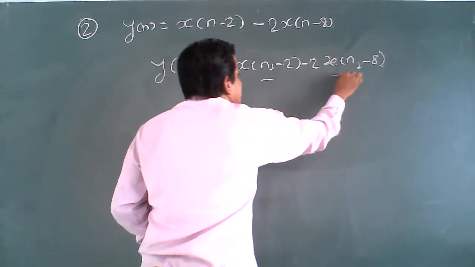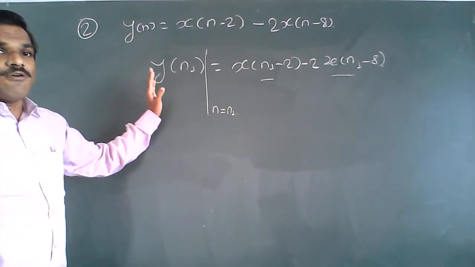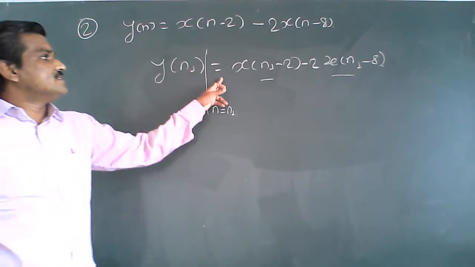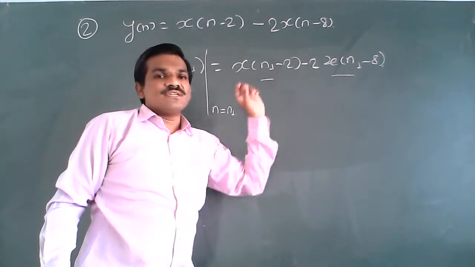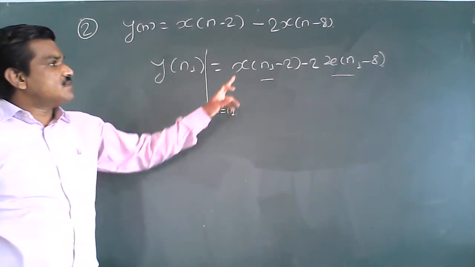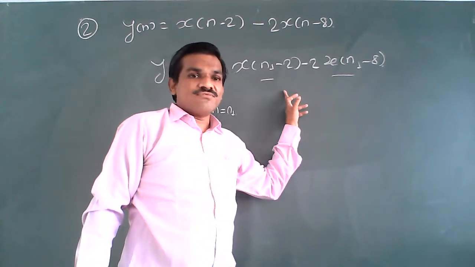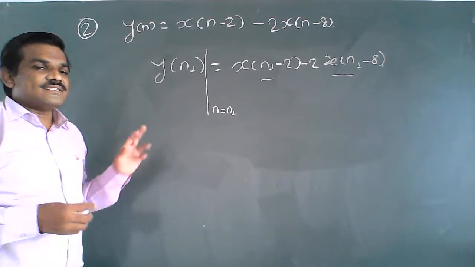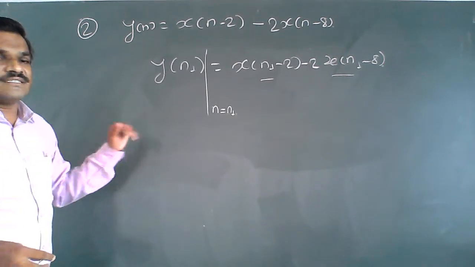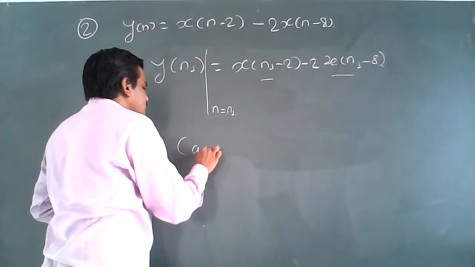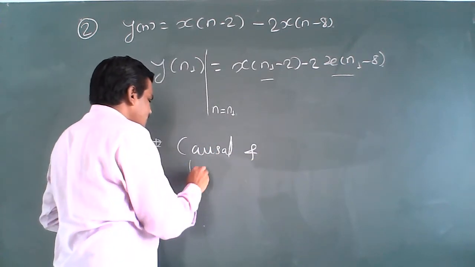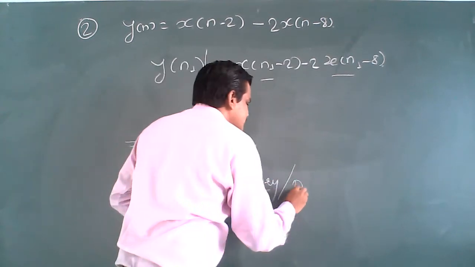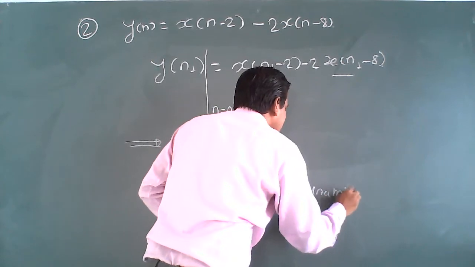We can see that the output y of n at n is equal to n1, which is x of n1 minus 2 times x of n1 minus 8, depends upon the past values of input. Therefore, according to the definition of causality and memoryless system, this particular system is causal and has a memory, or you can say the system is a dynamic system.